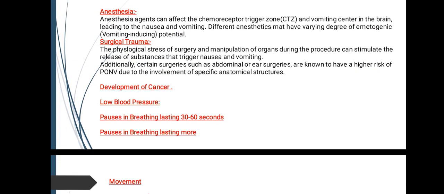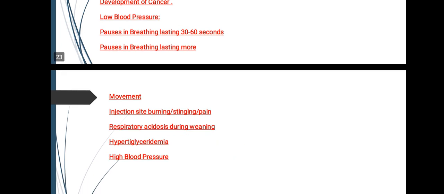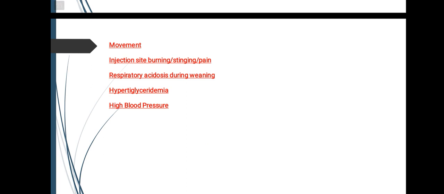propofol: development of cancer, low blood pressure, pauses in breathing lasting 30 to 60 seconds, pauses in breathing lasting more, movement, injection site burning, stinging pain, respiratory acidosis during weaning, hypertriglyceridemia, high blood pressure. Respiratory acidosis means failure of ventilation and accumulation of CO2, and weaning means when a baby moves from breastfeeding to other sources of nourishment. Hypotension is a condition of low blood pressure, and hypertriglyceridemia means too many fats in the body.